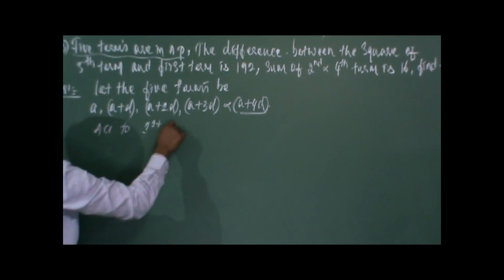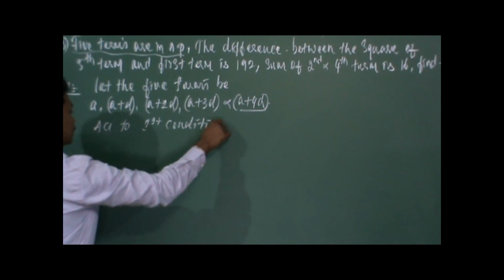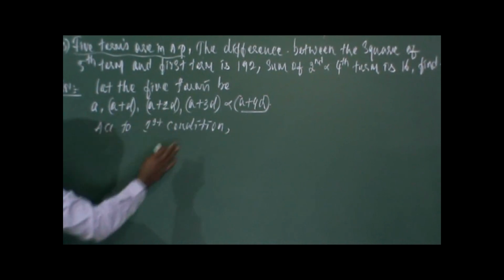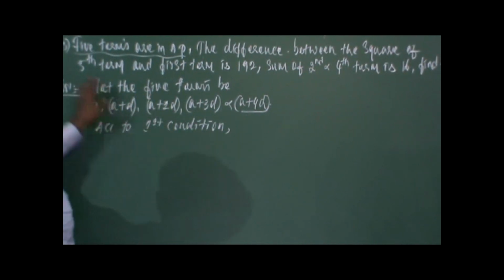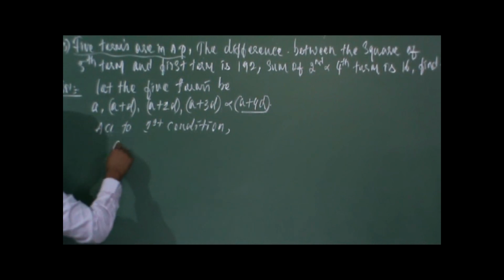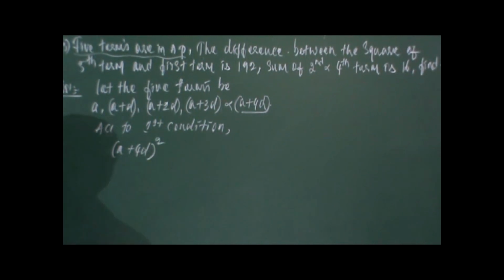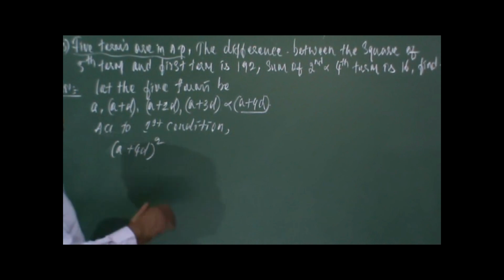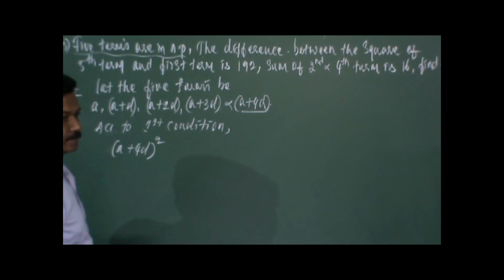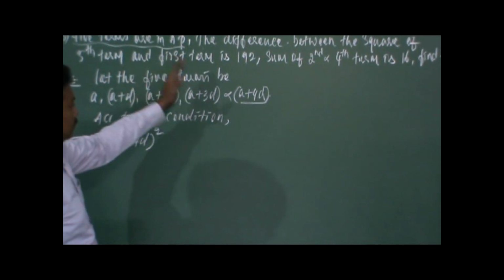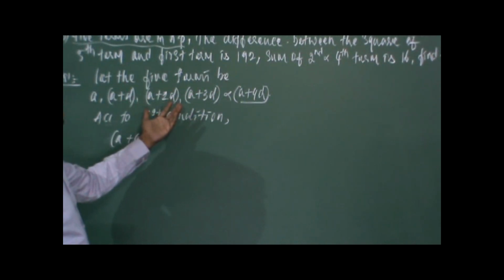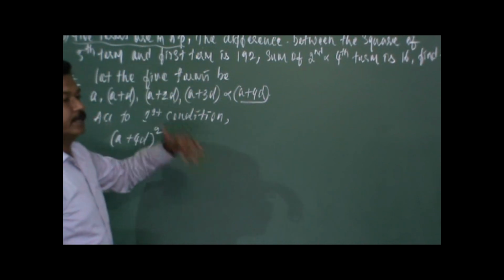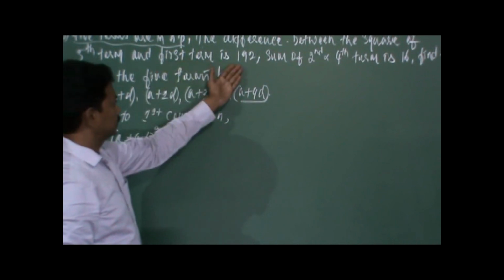According to the first condition, difference in the sense we have to subtract. The square of the fifth term can be taken as A plus 4D whole square, and the first term is A. So their squares are taken and then subtracted. The squared first term is subtracted from the squared fifth term, so the difference we get is 192.